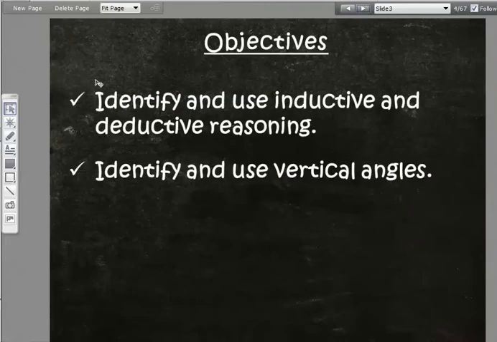Okay, let's look at our objectives in today's lesson. First, we need to identify and use inductive and deductive reasoning. It keeps coming up. Identify and use vertical angles. We know a little bit about vertical angles, but we're going to end up doing some proofs with them. So that's why we're introducing them again.